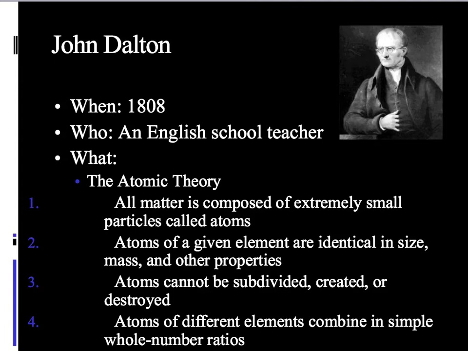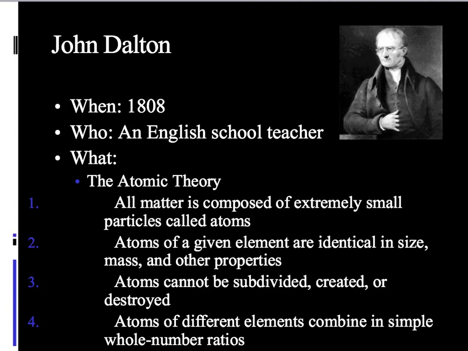So if you have a carbon atom here in Dallas, Oregon, and a carbon atom in Australia, both of them would be exactly identical. Okay, they have the same properties, therefore the atoms look exactly the same. He also said atoms cannot be subdivided, created, or destroyed, so there's nothing smaller than an atom. Once you hit the atom, bam, that's it, end of the road. And then the last one, atoms of different elements combine in simple whole number ratios. Now, for the most part, this still holds true.